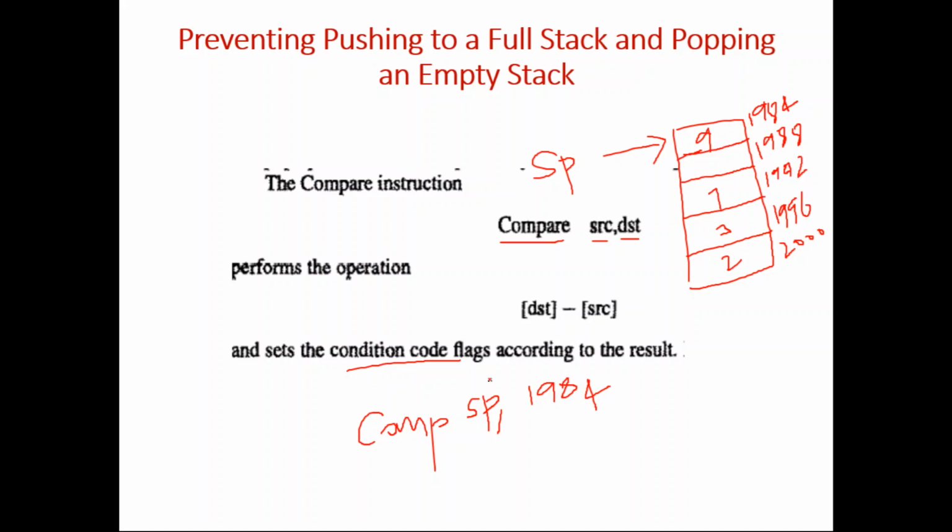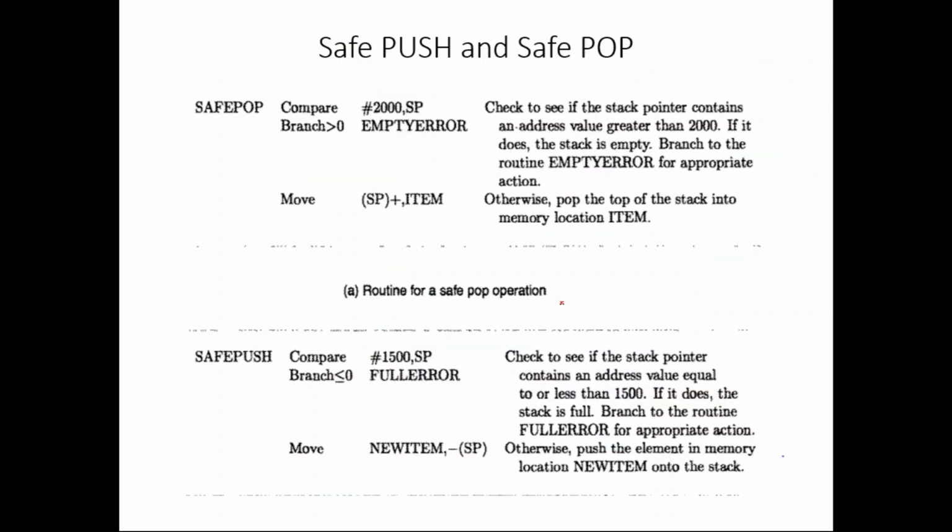So this is how we identify whether the stack is full or empty. Here is the code, which we call a safe push and safe pop. That is, if the stack is already full, it will not allow you to push. Similarly, if the stack is empty, it will not allow you to pop. Okay, so this is a label, right?